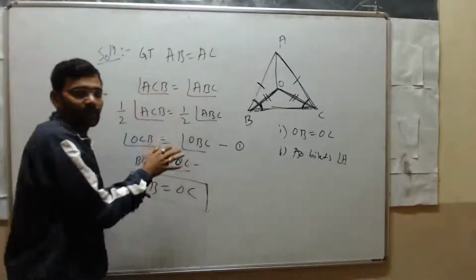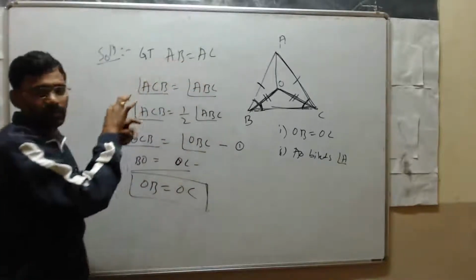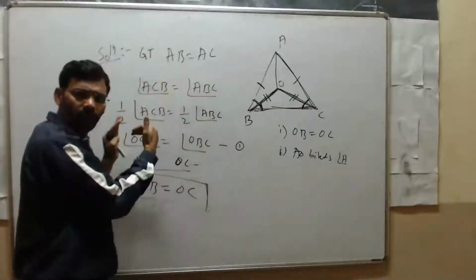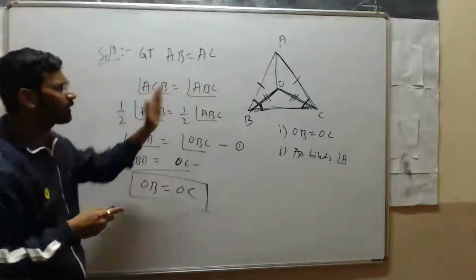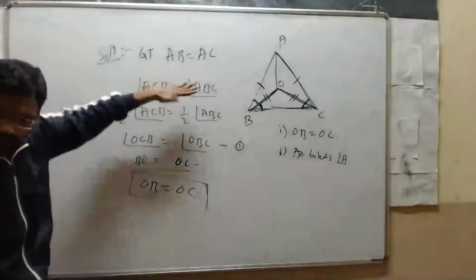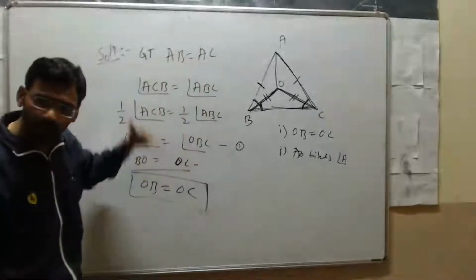If the angle is 50 degrees, it is 50. If it is 60, it is 60. If it is 70, it is 70. Therefore, half of this part is also equal to half of this part. If the totals are equal, their halves are also equal.